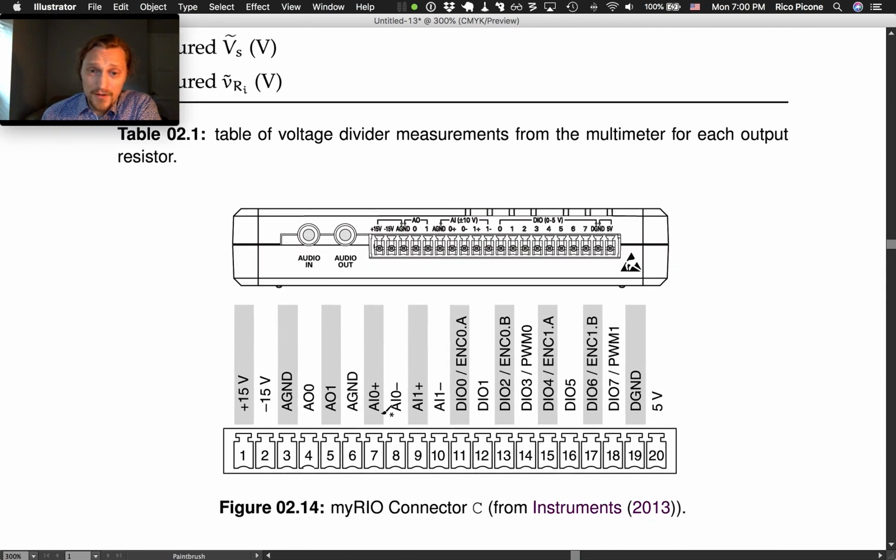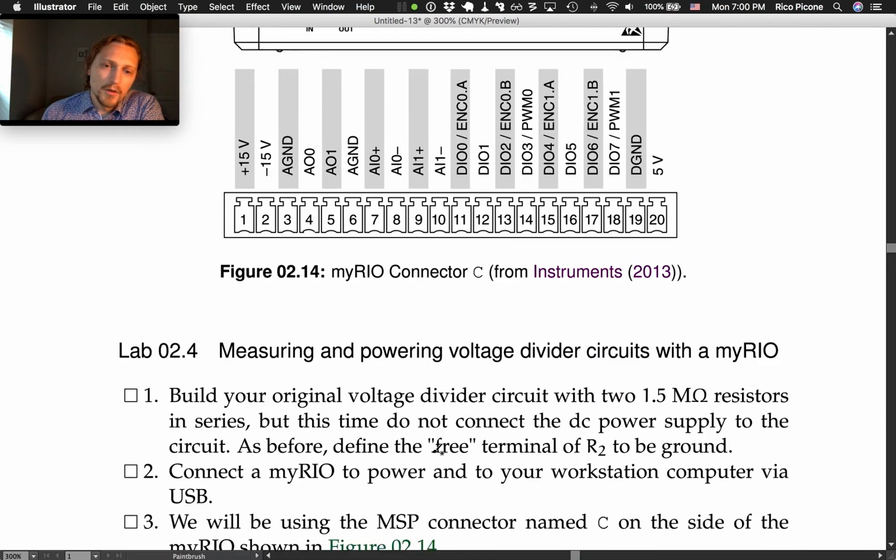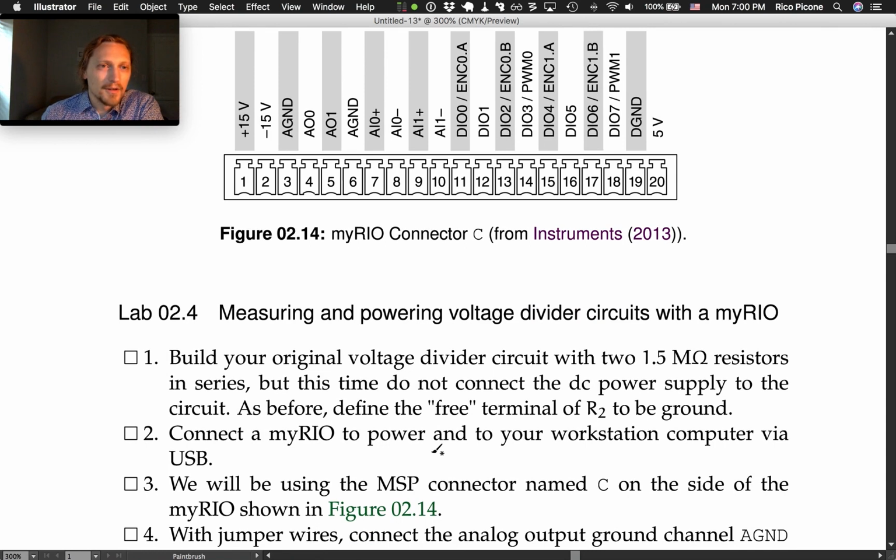You're also going to use the myRIO, and the myRIO, the C connector that we're showing here, has DC voltage outputs, and it has analog inputs, and so we'll be using those in your measurement here.